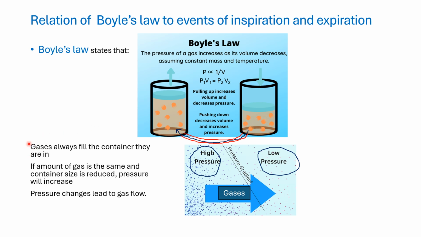And then there are some basic things about the gases. Gases always fill the container they are in, right? They spread out. If I increase the volume, the pressure will go low. And if the amount of gas is the same and the container size is reduced, the pressure will increase. These pressure changes lead to gas flow. And this is the formula for Boyle's law: P1V1 is equal to P2V2.